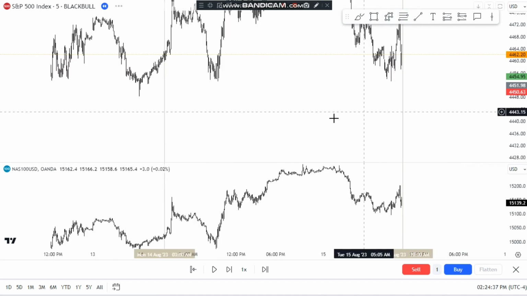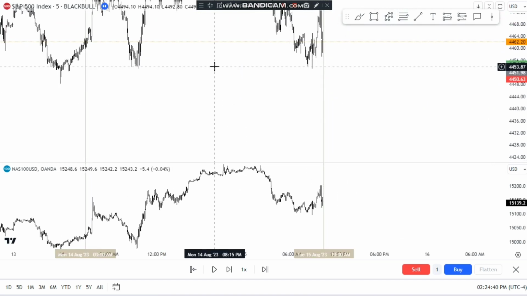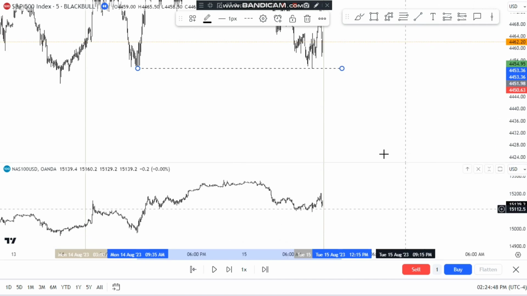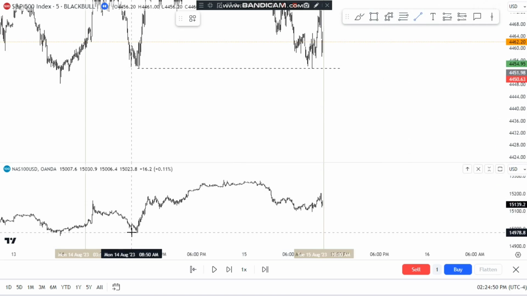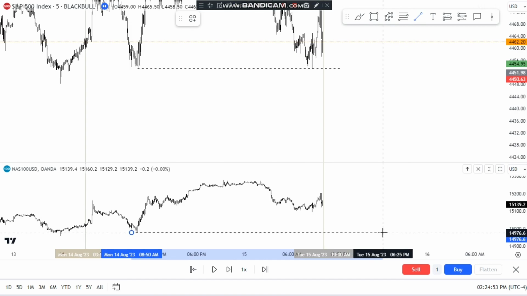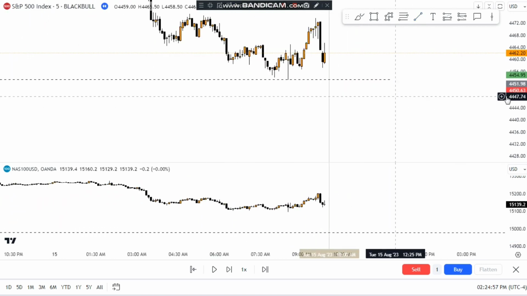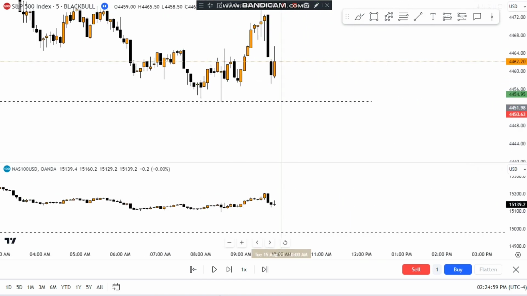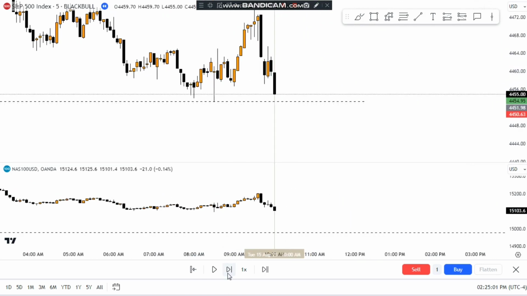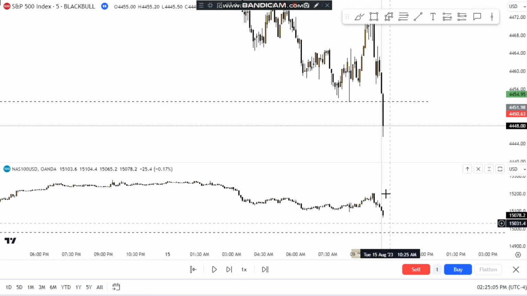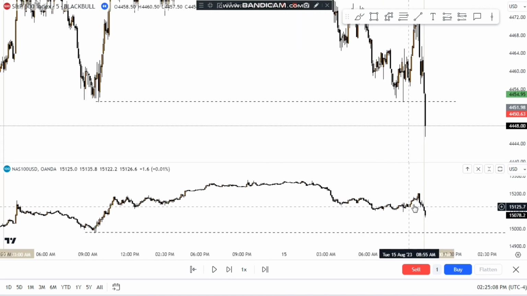Here you can see that this one was about to take these lows, okay, SPX, and you can see that this low was far away. So let's forward it a bit. What happens? These lows are important, so let's see. And see the price was going down. Then what happened? SPX took these lows and NAS 100 didn't.